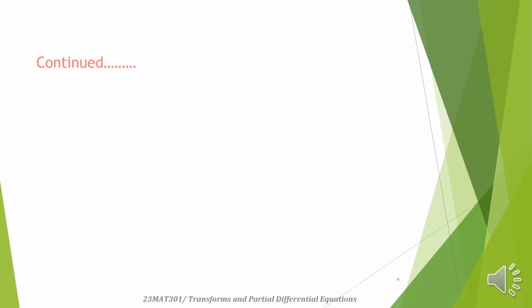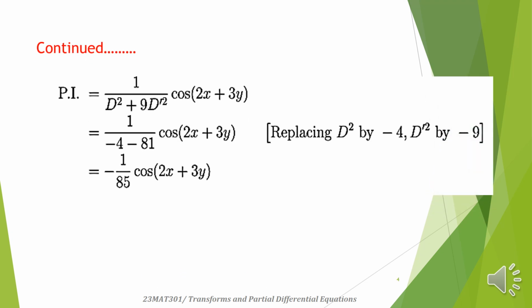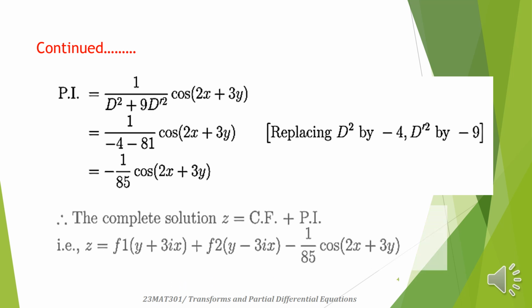Particular integral. What you have to do is, first, instead of d square you have to substitute minus a square value. a is equal to 2, a square is equal to 4, minus a square is equal to minus 4. b is equal to 3, b square is equal to 9, minus b square is equal to minus 9. There is no d d dash, just d square and d dash square. So substitute the values, then you will get the final answer. This is the particular integral value.